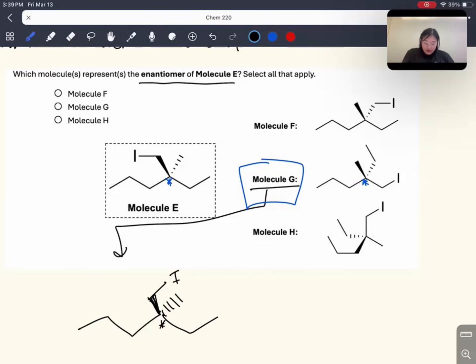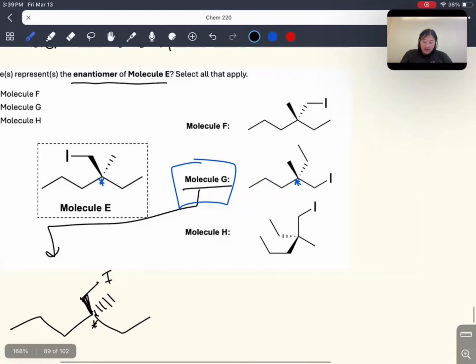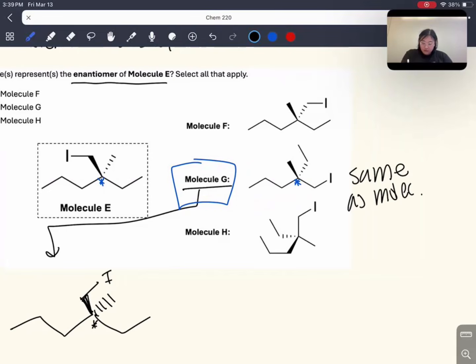And I can also prove it to you here. My ethyl group originally was in the back, so that's my middle finger. If I rotate my pointer finger to replace where my thumb was, like this, now if you notice, my middle finger is in plane. That's how you know that molecule G is actually the same as molecule E. So molecule G and molecule E are not enantiomers. They're the same molecule.